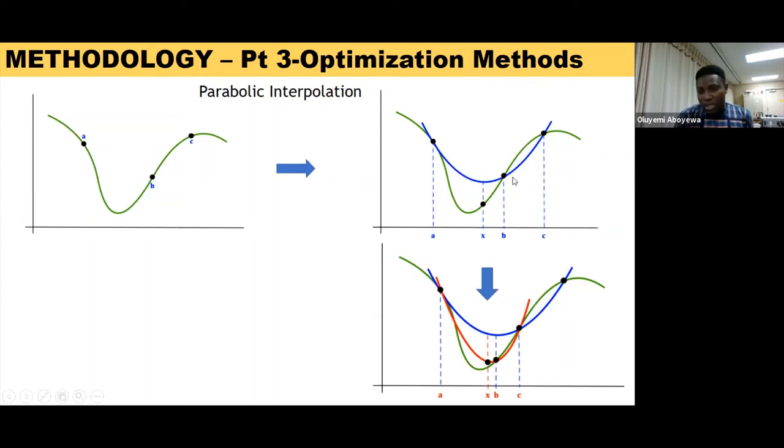The minimum is somewhere here, above the true minimum. Then that idea is used to shift C to B, and then B goes to X. Then you create another parabola until the minimum of that parabola matches up with the minimum of your function. So like I said, these are non-derivative methods of optimization. They are different methods of optimization.